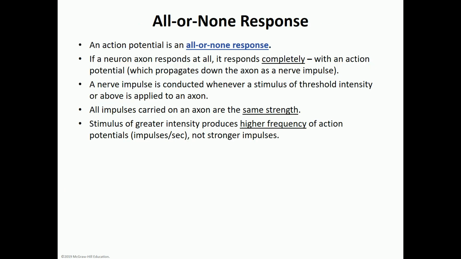Now, what is the all or none response? Remember, we said that a local potential is a graded potential. That happens due to a subthreshold stimulus. If we do not reach the threshold of negative 55, nothing happens, everything goes back to normal. Well, that's different than an actual action potential. So when we do reach the threshold, an action potential occurs, and that is an all or none response.